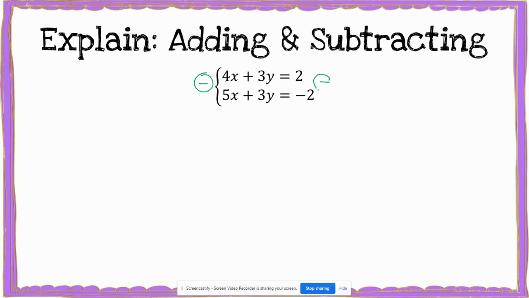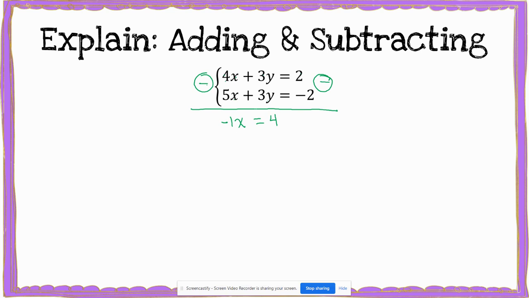So let's subtract this entire equation. If I do 4x minus 5x, 4 minus 5 is negative 1, so this is like saying negative 1x. 3y minus 3y is 0, so those will cancel each other out, and then I have my equal sign. Now you have to be careful with your negatives, especially when you're subtracting. 2 minus negative 2 gives us positive 4.